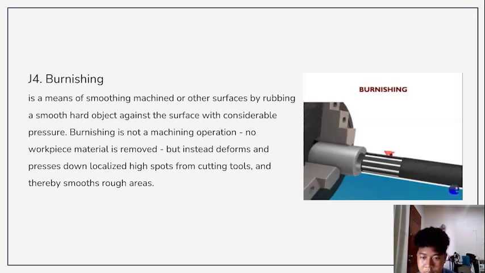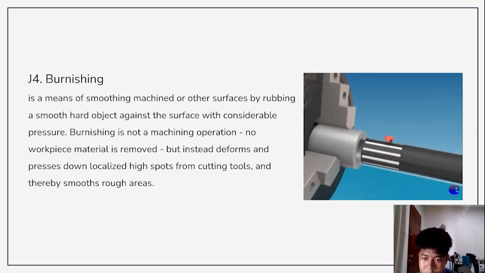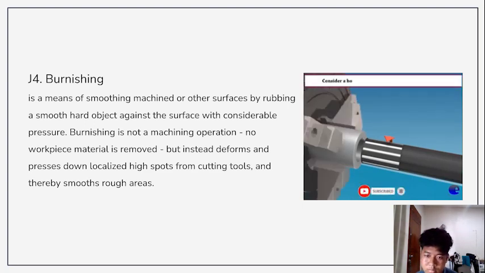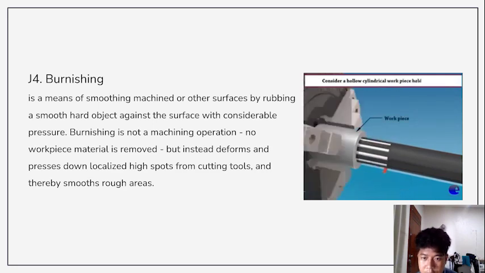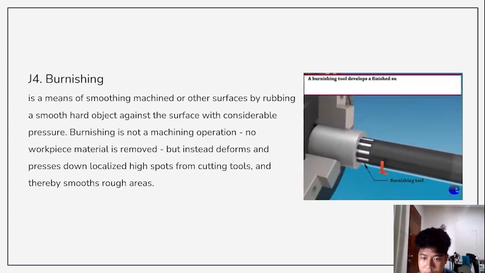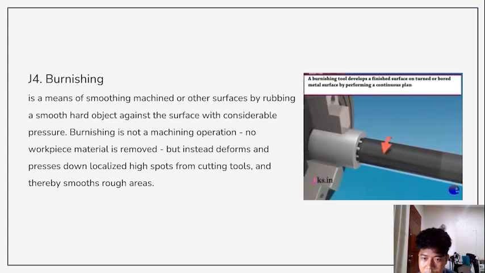In this video, we are going to see about burnishing. Burnishing is a cold working process in which plastic deformation occurs by applying pressure through a ball or roller on metallic surfaces. Consider a hollow cylindrical workpiece held in a lathe. A burnishing tool develops a finished surface on turned or bored metal surfaces.